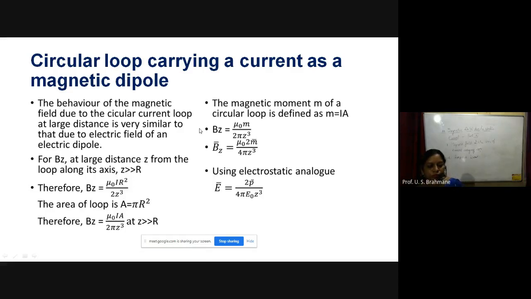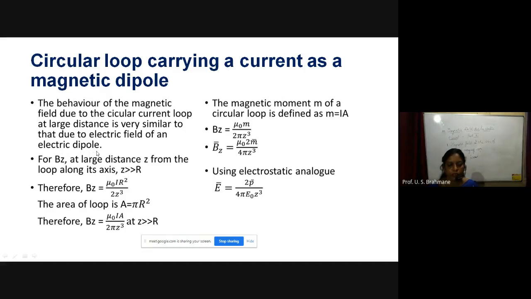Now, the circular loop carrying a current as a magnetic dipole. Now we'll see here the behavior of the magnetic field due to the circular current loop at large distance is very similar to that due to the electric field of an electric dipole.